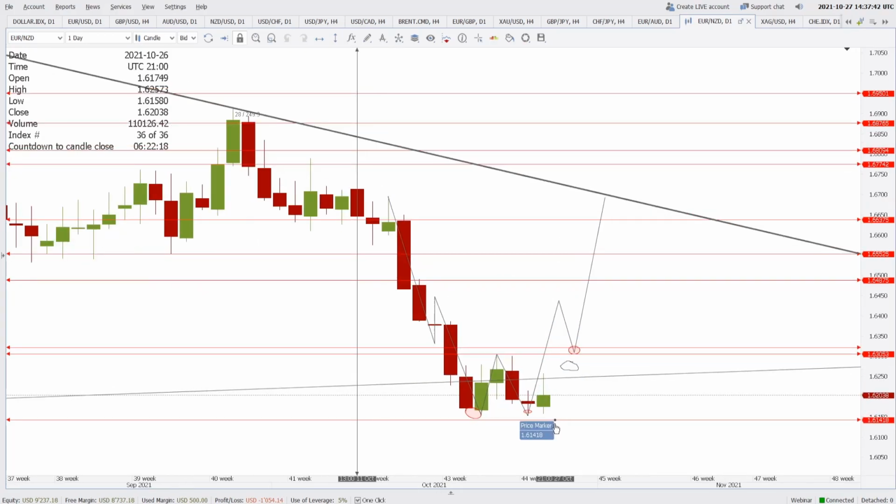So right now the support is at 1.6141 and the resistance is 1.6305. It is not close to any of the key areas, so just stay away from this market till the time it is consolidating.